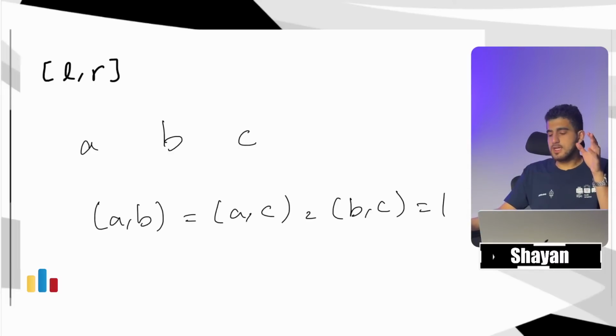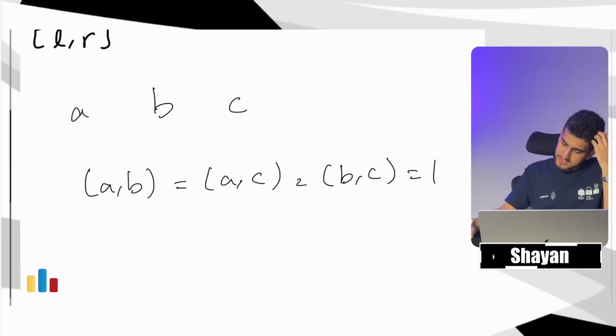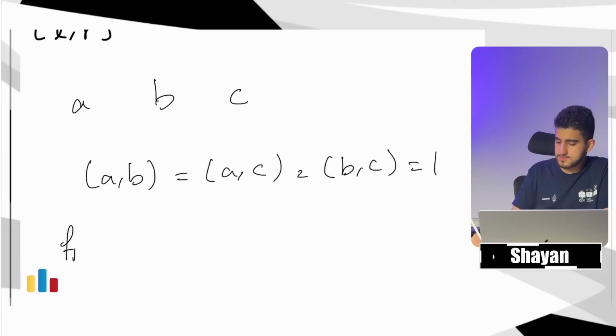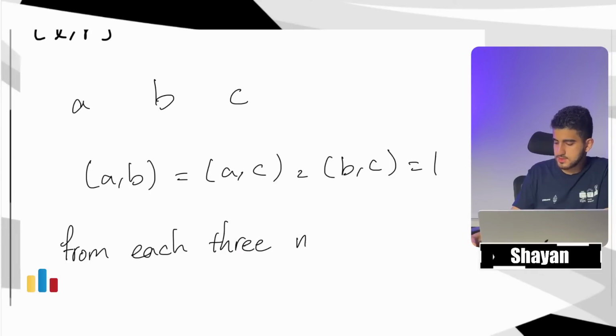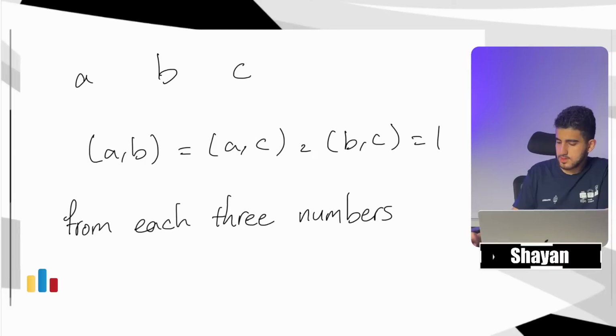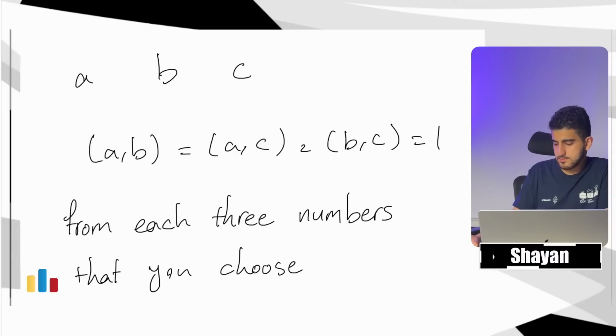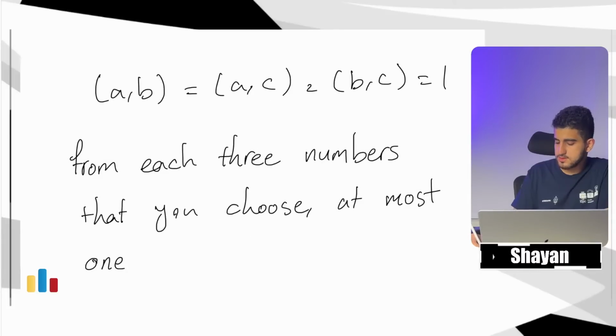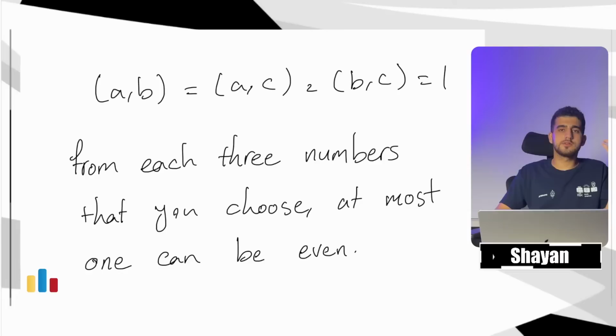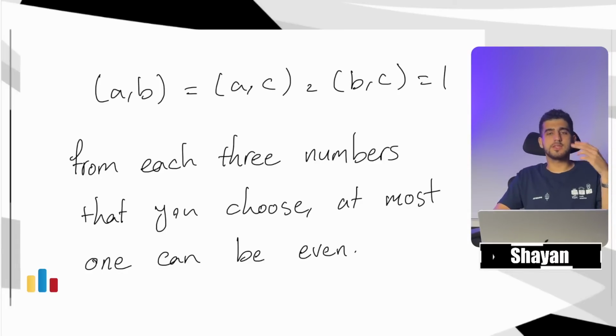Well, the first thing that you can say in here is, from each three numbers that you choose, at most one of them can be even. So from every three numbers, at least two of them must be odd, and at most all three of them are odd. The number of even numbers from each three numbers is at most 1.